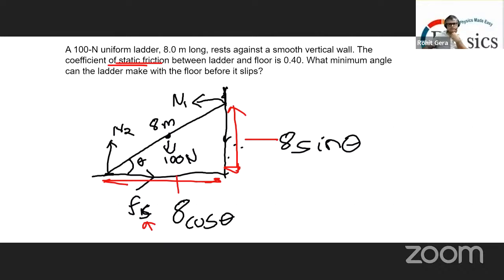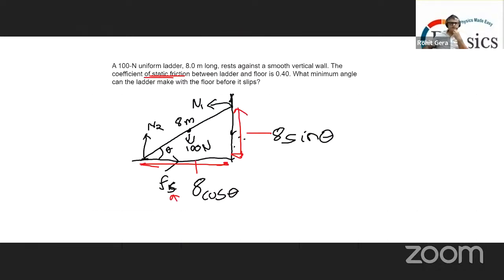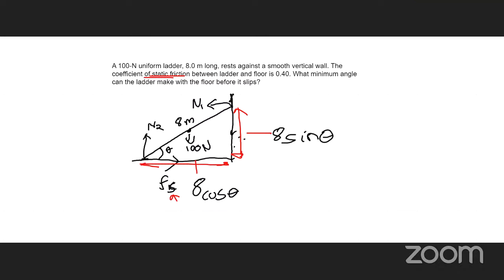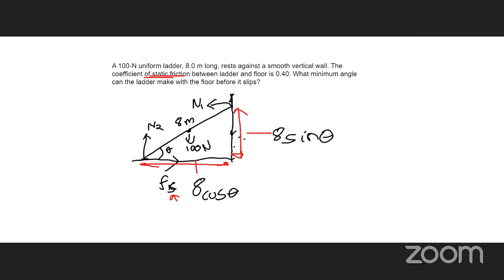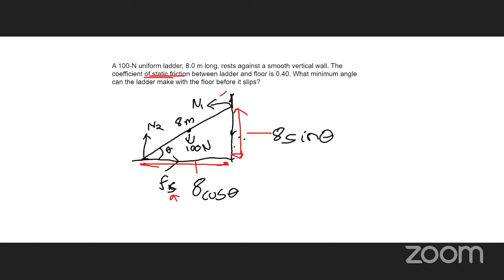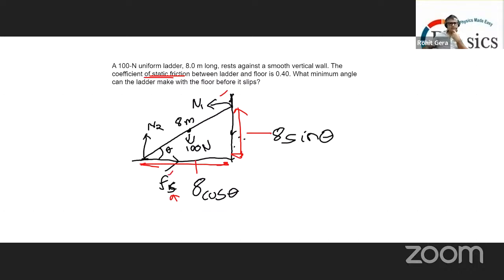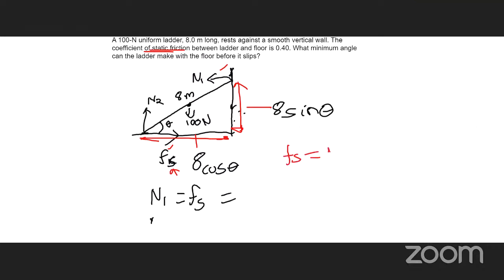Okay. Now apply all the three equations: sigma Fx equal to 0, sigma Fy equal to 0, and torque equal to 0, which means LHS equal to RHS. Hence, answer. Right, in the x axis what forces are acting? N1 is equal to Fs. N1 is equal to Fs. Fs is equal to mu N2, mu into 100.